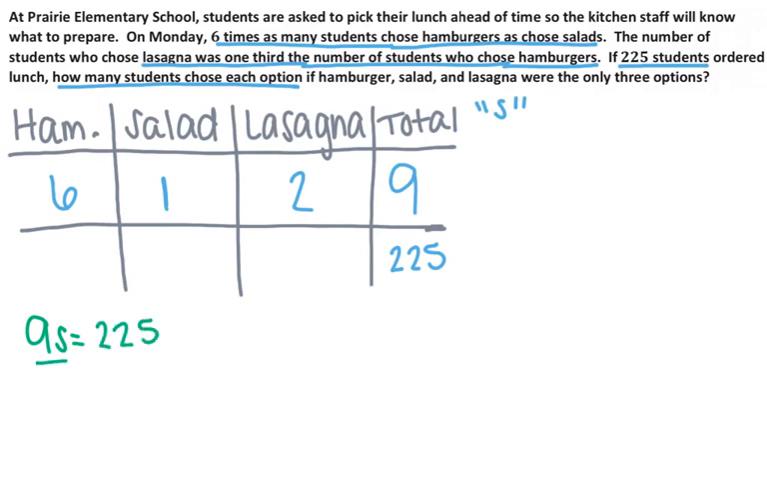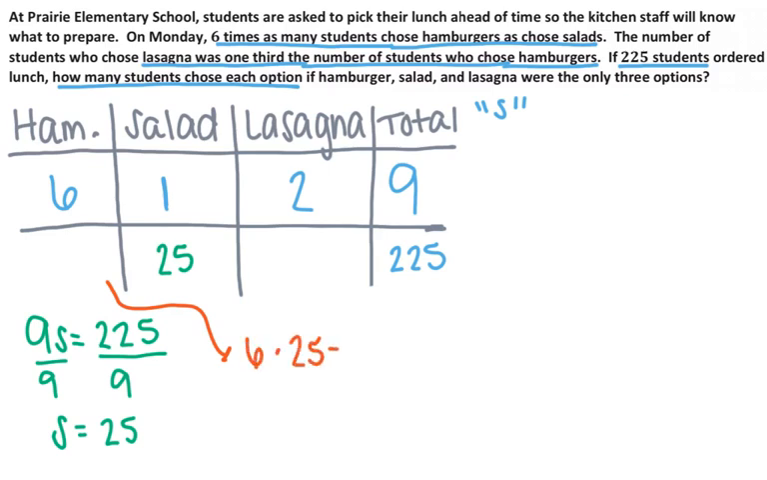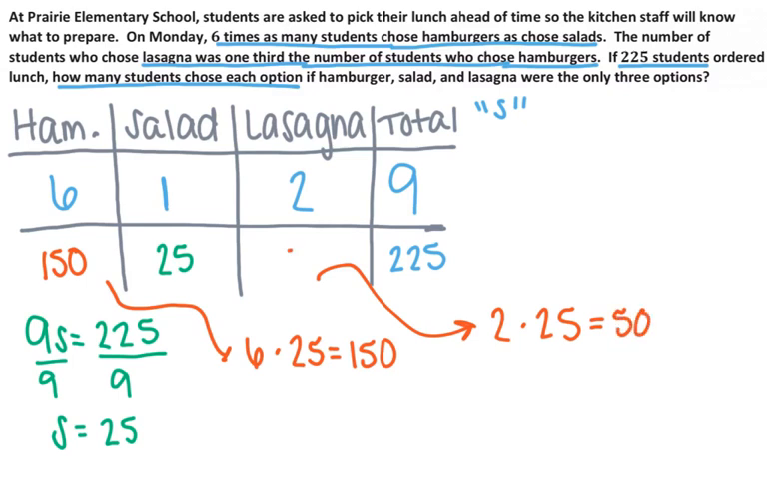Now we solve. Divide both sides by 9. So s is going to be equal to 25. So we know that 25 students chose salads. Now we have to find out how many chose hamburgers and how many chose lasagna. So for hamburgers, we're going to have 6 times s, which is 25. So 150. And then for lasagna, we will have 2 times s, which is 25, which is equal to 50. So 150 chose hamburger, 25 chose salad, and 50 chose lasagna.